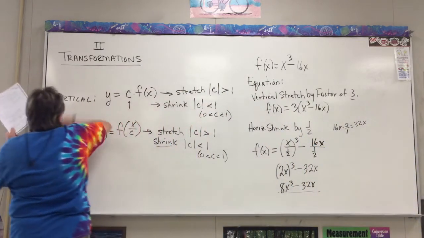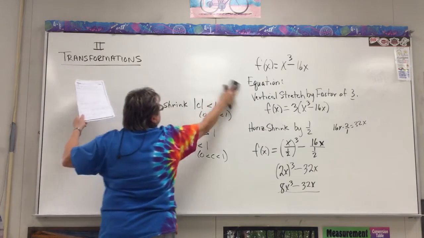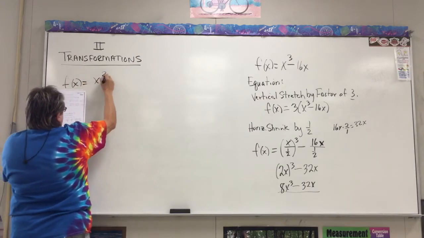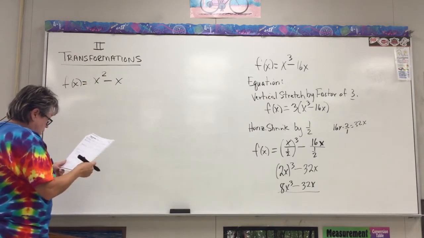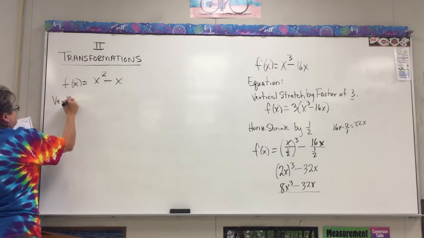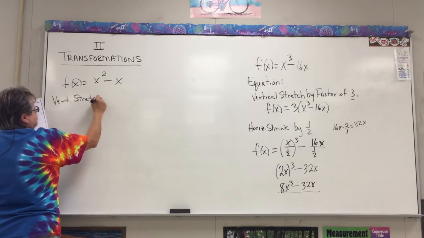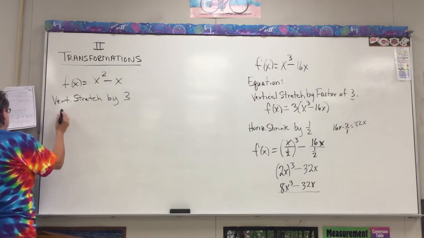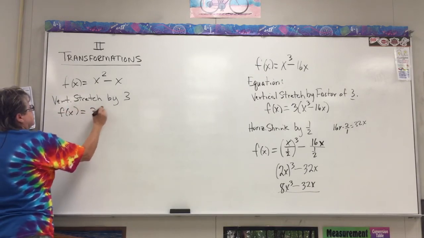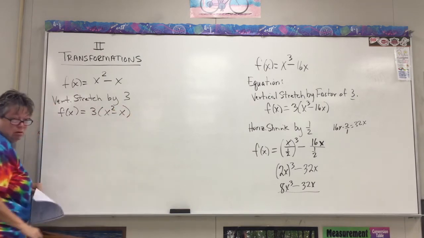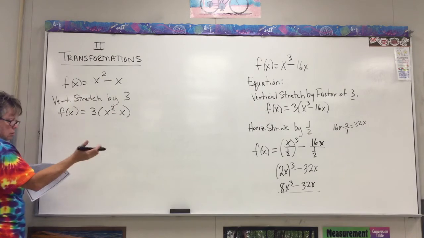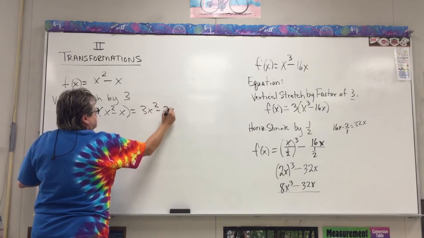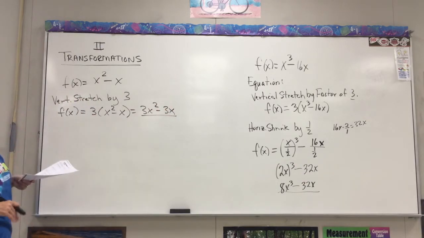Let's see if we can throw one more in here quick, so I don't make your video too long. Let's try f of x equals x squared minus x. Let's do a vertical stretch by 3. I have a thing for 3s. So f of x equals 3 times x squared minus x. I like the verticals probably a little better than the horizontals, but we will see those somewhat here. So 3x squared minus 3x, that would be the equation for your vertical stretch. Okay, done deal.